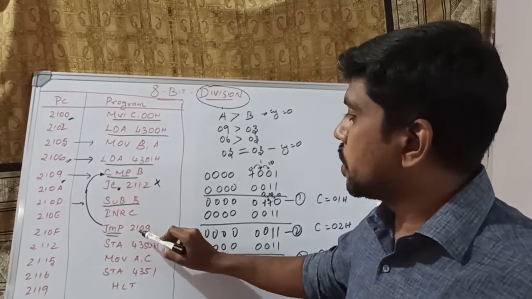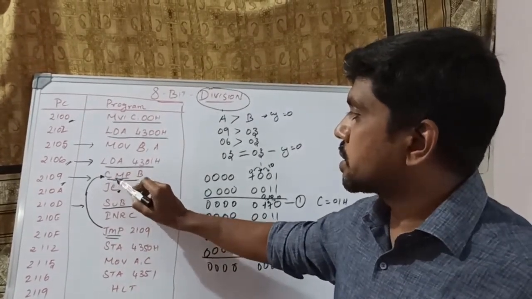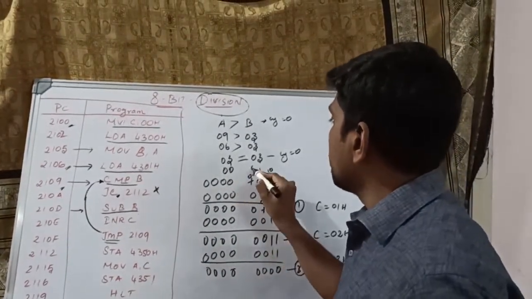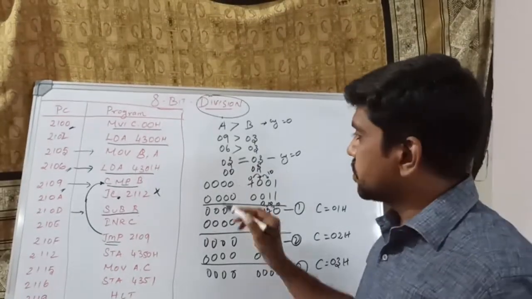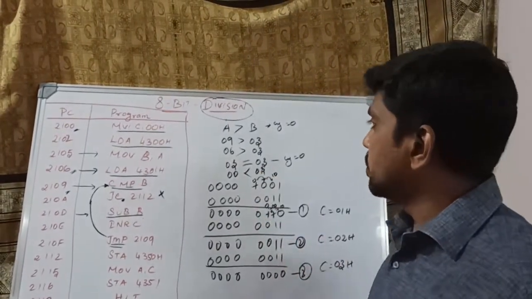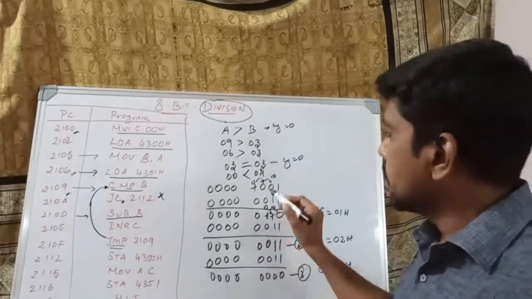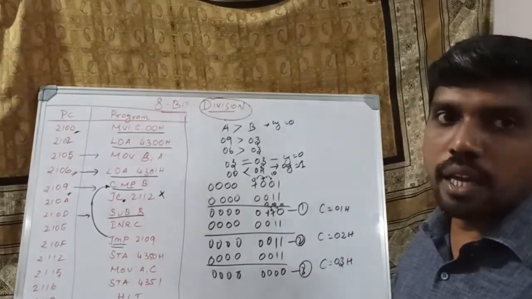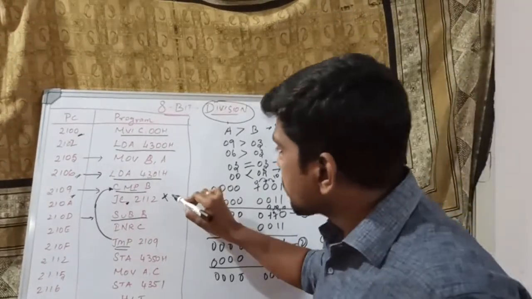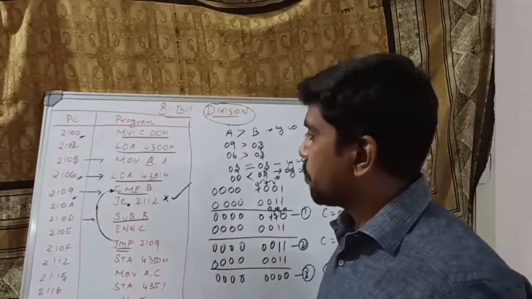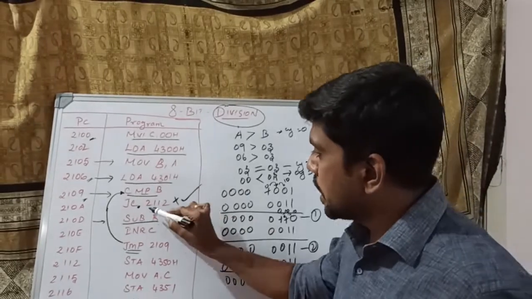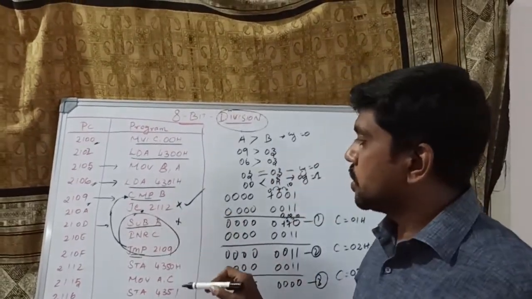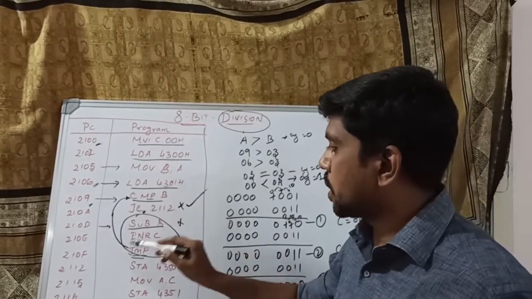So jump 2109. Go to this instruction, compare B. Now the A register value is 00 and the B register value is 03. So in this case, A is less than B. The carry value is set to 1. In this case, the condition is true. So once the condition is true, skip the instructions. These three instructions are skipped, and control goes directly to the memory location 2112.